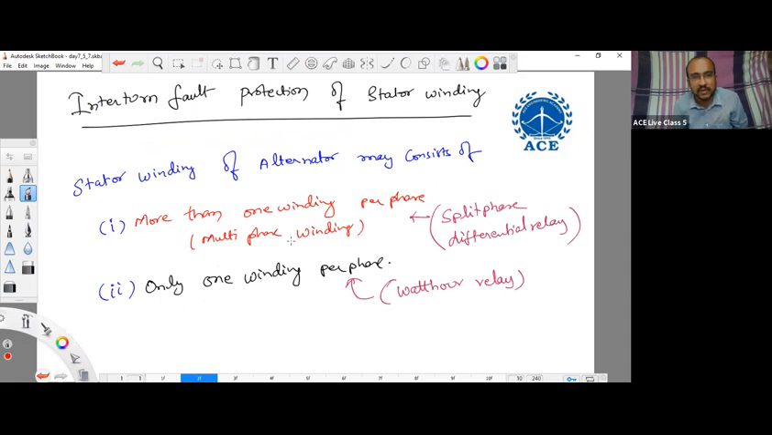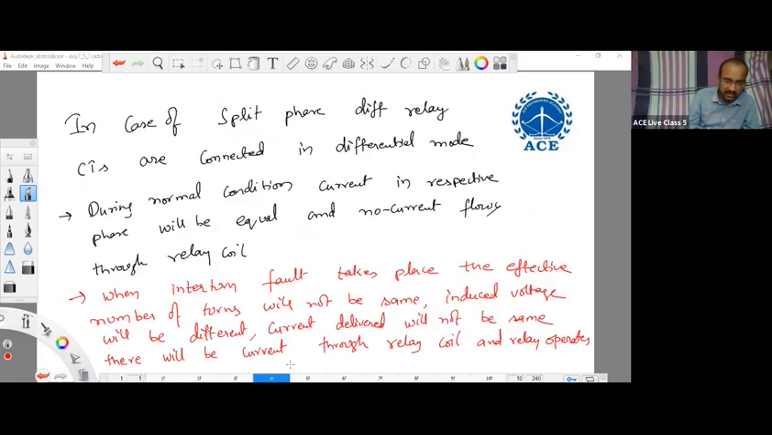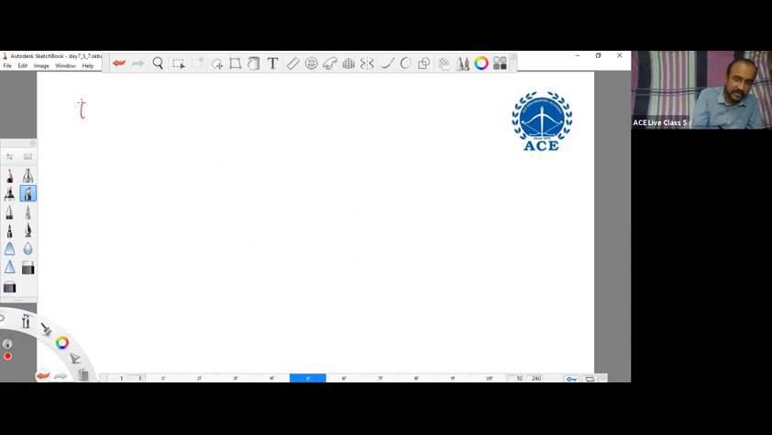In multi-phase winding only can we implement interturn fault protection. But what happens if there is only one winding per phase? What type of relay should we use? Here we should use a watt hour relay for protection if there is only one winding per phase. So now let us go for the watt hour relay.